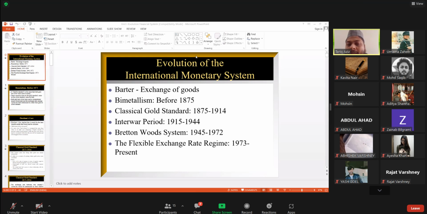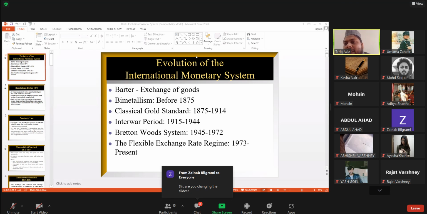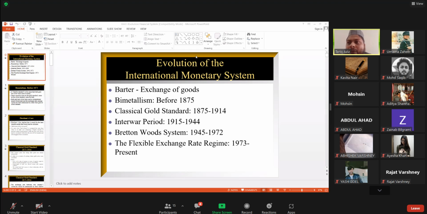It was also decided that convertibility should be allowed. Convertibility means that if some institution is interested in converting paper money into gold, it should be allowed. Similarly, if some country is interested in converting paper money into US dollars, it should be allowed. That currency can be converted into US dollars.